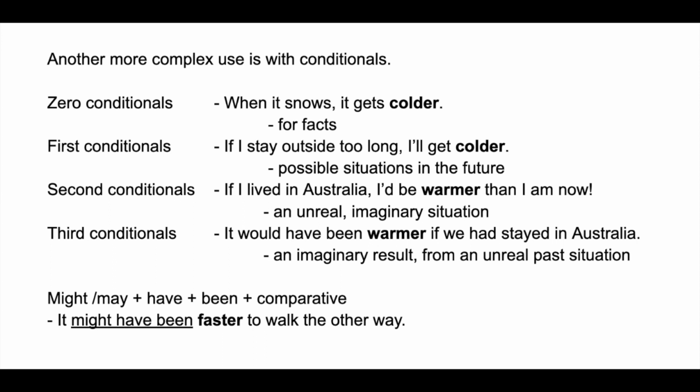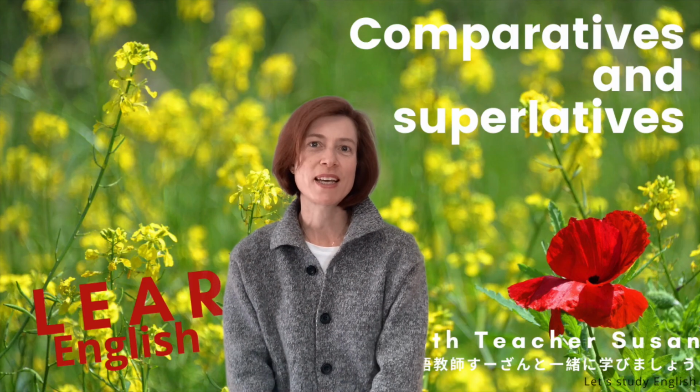We can also use it with might or may, plus have, plus been, plus the comparative. For example, it might have been faster to walk the other way. Unfortunately, we didn't walk that way and it was quite slow, and we're thinking about how a different way of doing something might have been better. So a better alternative. Okay, so let's take a look at an example from the video.